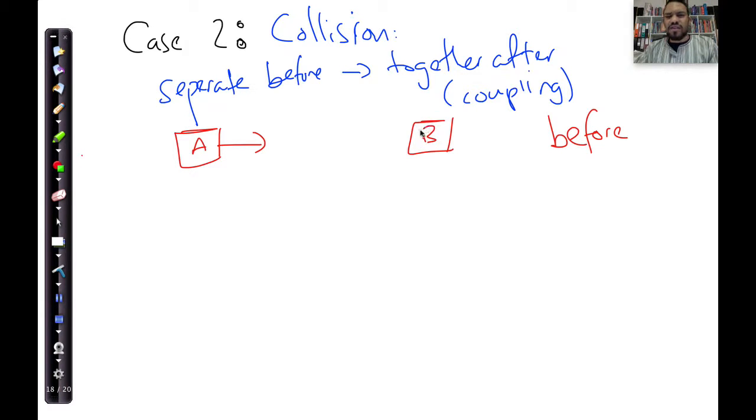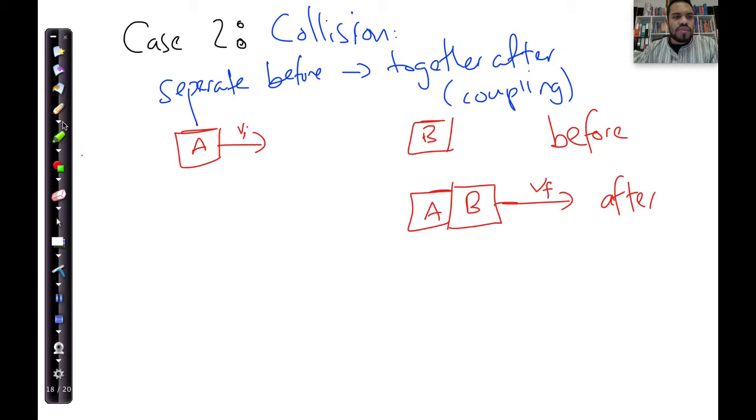It knocks into object B. A knocks into object B, and they move off together. Okay, and that's my velocity vector. This is V initial, this will be V final. This is after. Right, so we need to come up with a formula again, and we will use the principle of conservation of linear momentum, which says that P before, again this is of the system, is equal to P after.